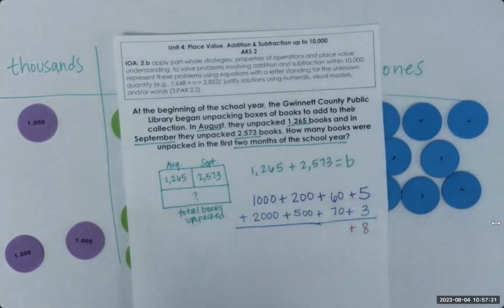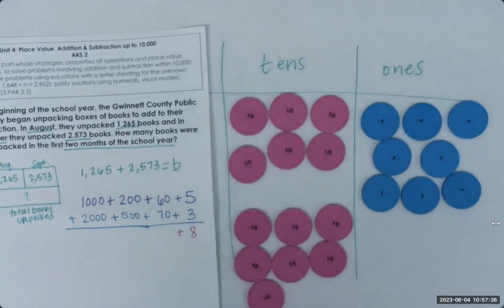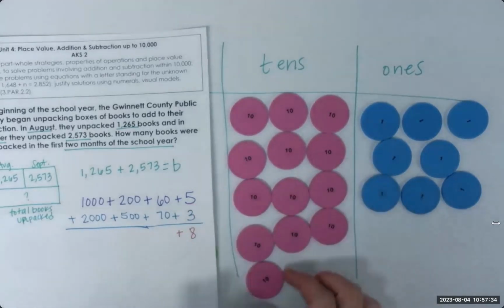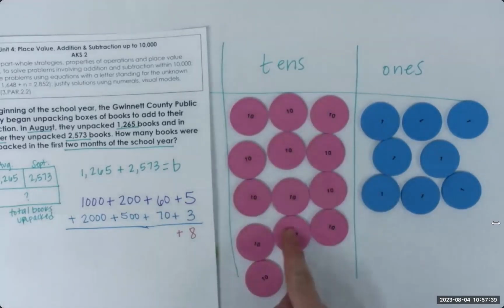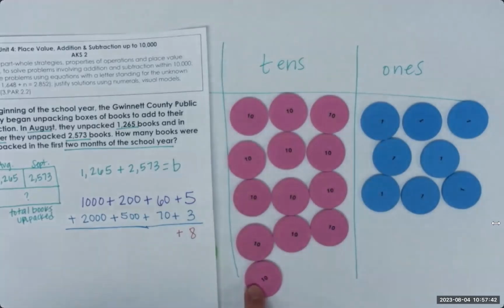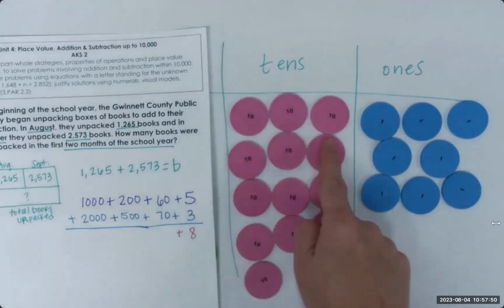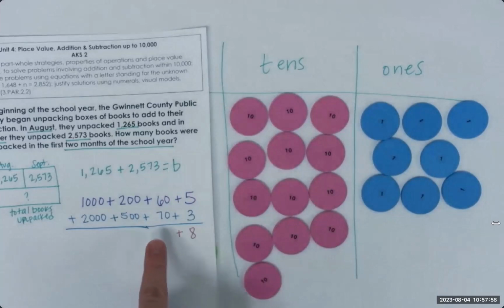Now, when I'm working with my tens, I have a lot of tens here. Wow, I have a lot of tens. If I'm adding them all together, I have 1, 2, 3, 4, 5, 6, 7, 8, 9, 10, 11, 12. I have 13 tens. Well, 13 tens has a value of 130. I could do that by counting by 10. 10, 20, 30, 40, 50, 60, 70, 80, 90, 100, 110, 120, 130. Okay, so I could write 130 here.